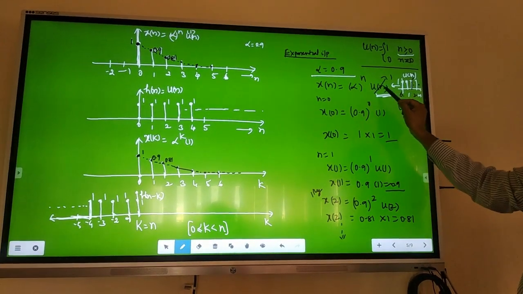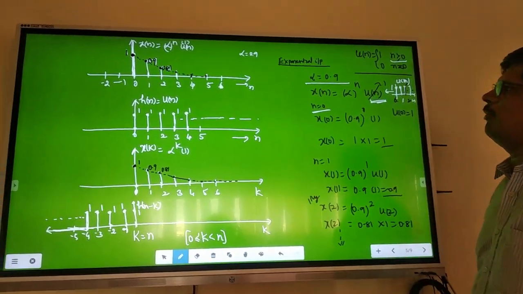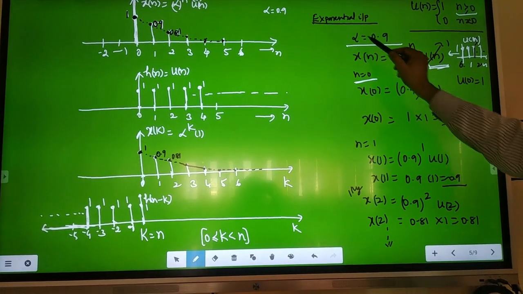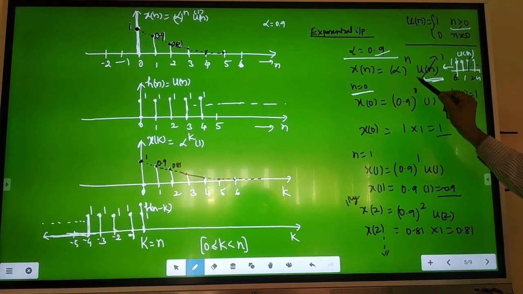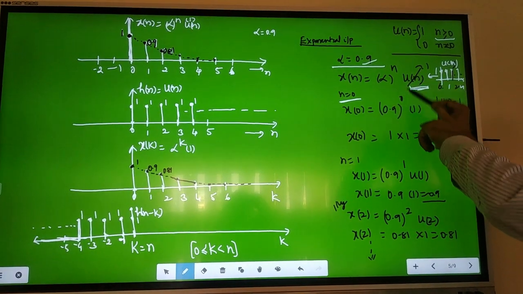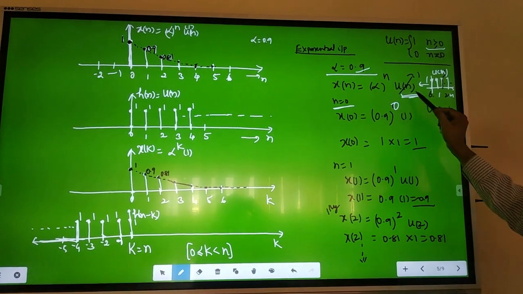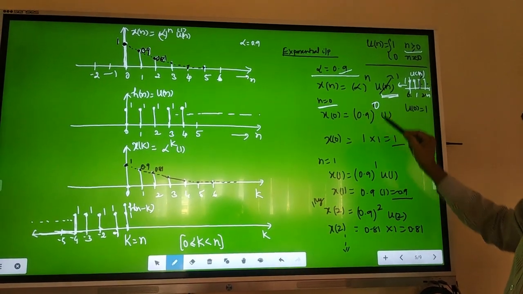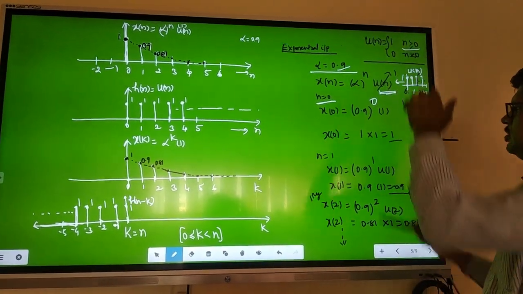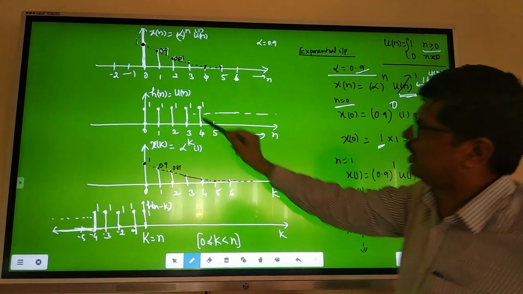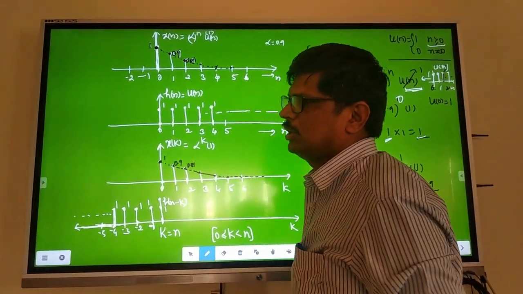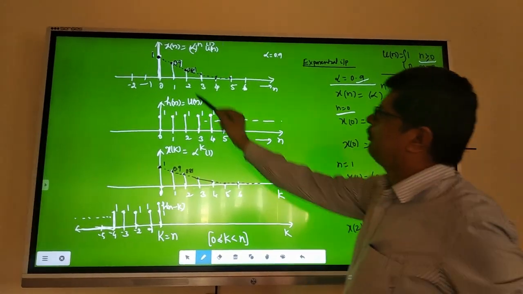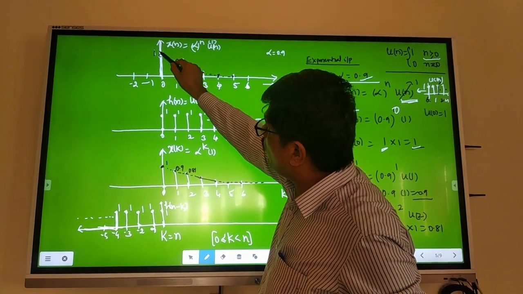Now x of n is equal to alpha to the power n into u of n. Suppose n is equal to 0. Then x of 0 is equal to 0.9 to the power 0 into 1, assuming alpha is 0.9. u of 0 is 1. Anything to the power 0 is 1, so 1 into 1 is equal to 1. Therefore, at 0, you will get 1, irrespective of alpha; alpha may be 0.8, 0.3 or 0.4, you will get 1 at 0.